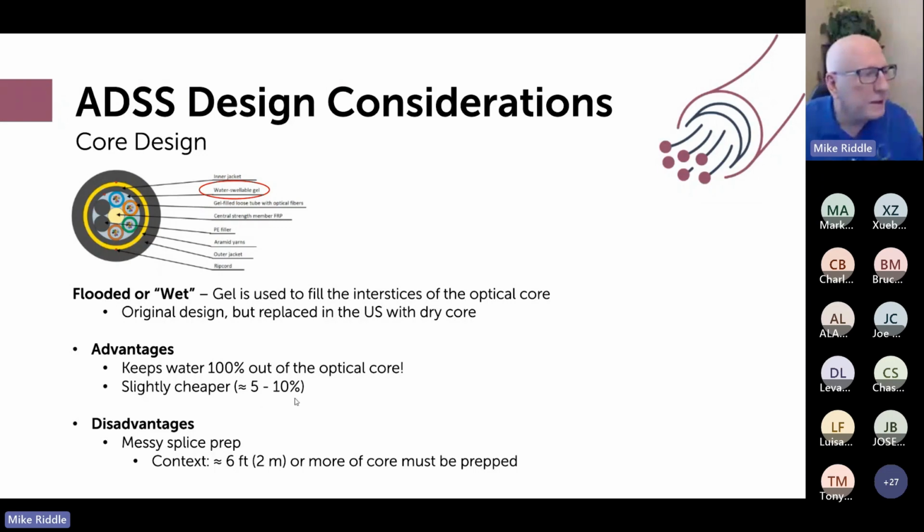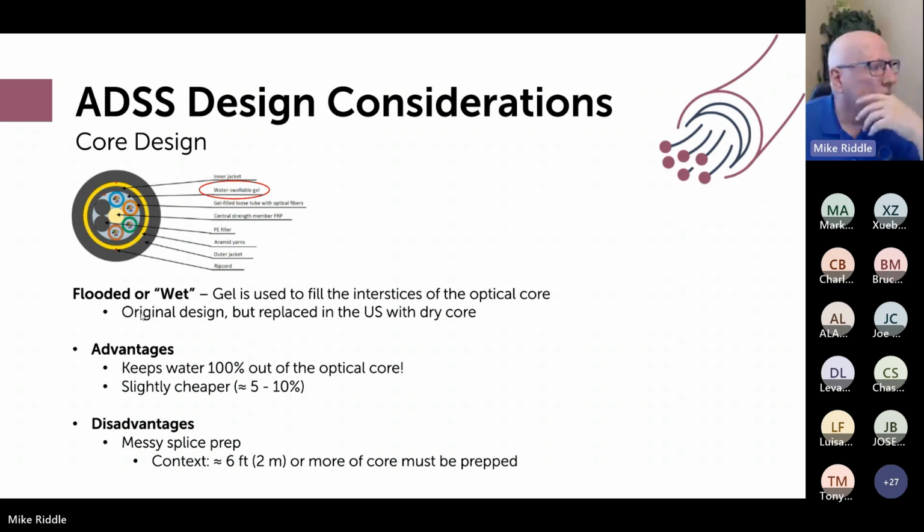You see here 5 to 10%, but it does make splice prep significantly messy because typically when you're doing splice prep, you're removing about 2 meters, 6 feet-ish or so of the outer jacket or jackets. And that's a lot of gel floating around. And it really does make the splice prep messy. You'll see later, I'm not always sympathetic to splice prep people, but this is one instance where I am sympathetic to them.